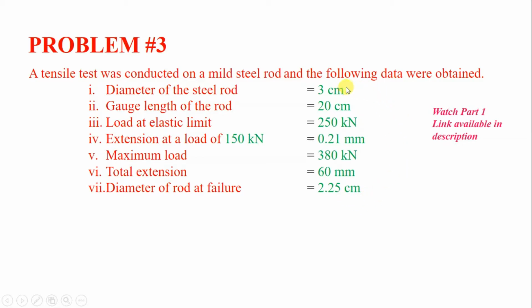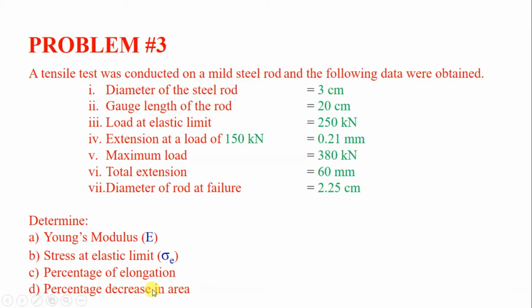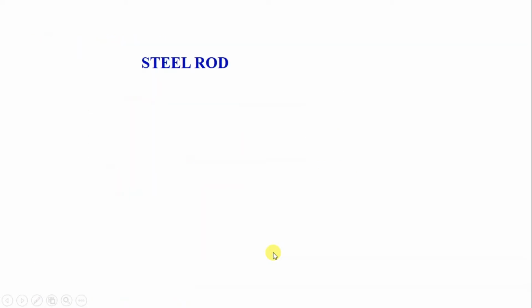So these are all the given data, and we are asked to find Young's modulus, capital E, stress at elastic limit, that is sigma E, the percentage of elongation, and the percentage decrease in area. In order to understand this problem, I have given a clear-cut diagram for you. See, this is the diagram.